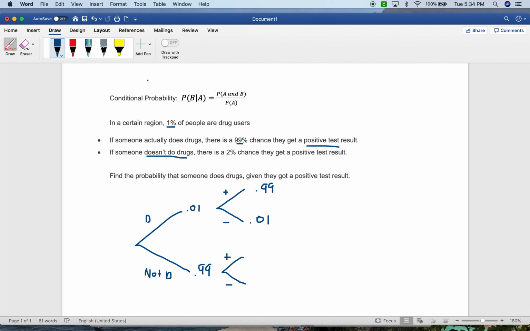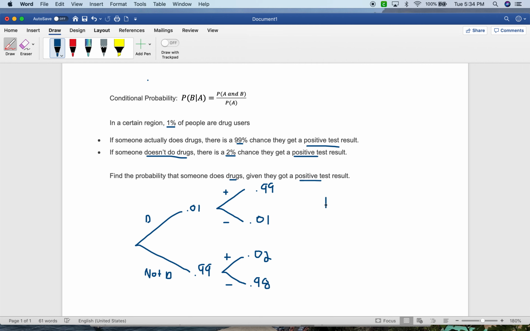If someone doesn't do drugs, so looking at this part here, there's a 2% chance that they get a positive test result. So 0.02, meaning 98% of people, if they don't do drugs, then they get the negative test. So now that we have this all written out, we need to figure out what we want to find down here. So we want to find the probability that someone does drugs given they got a positive test result.